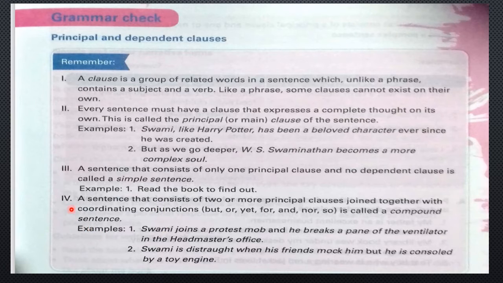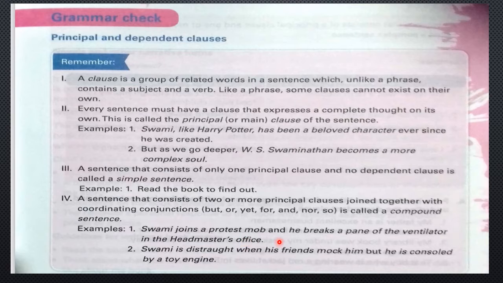Number 4. A sentence that consists of two or more principal clauses joined together with coordinating conjunctions. The coordinating conjunctions are given here: but, or, yet, for, and, nor, so. If we find any one of these in a sentence and the different parts are joined by these, then it is called a compound sentence.